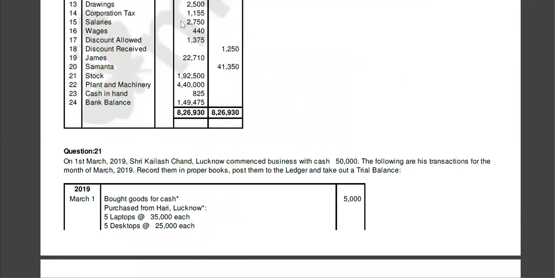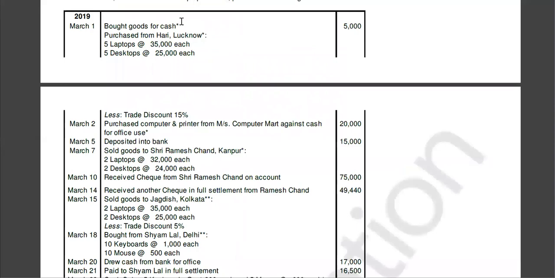Bought goods for cash, so purchase account debit to cash account. Here two accounts are there: one is cash account, another one is purchase account. So purchase account here, then purchase account we already count. Two accounts are there, one is cash book, another one is purchase book. Here Hari, so third person is Hari. Third account is Hari account.